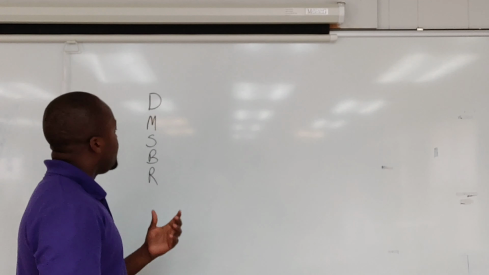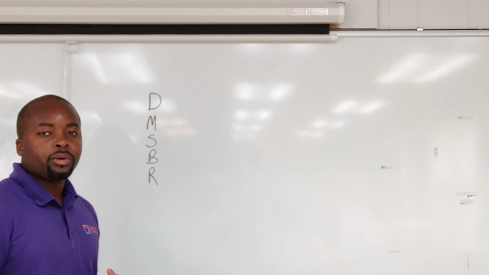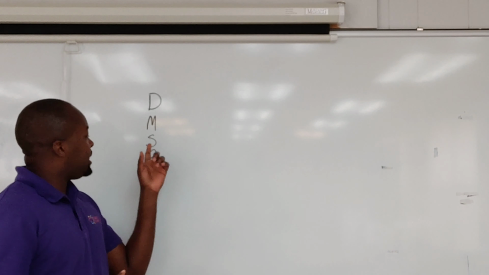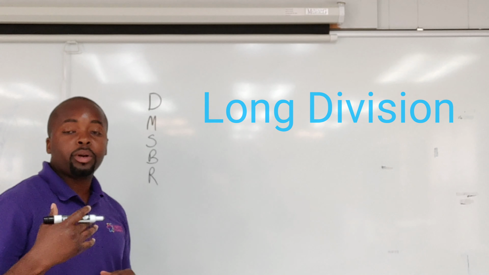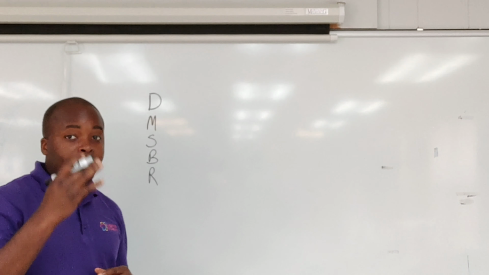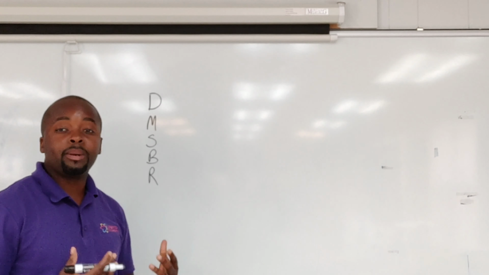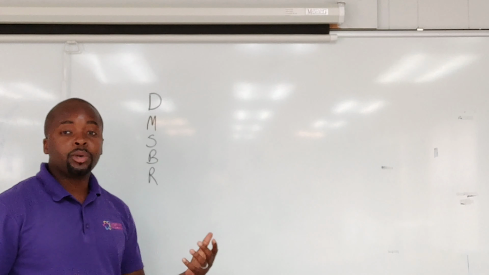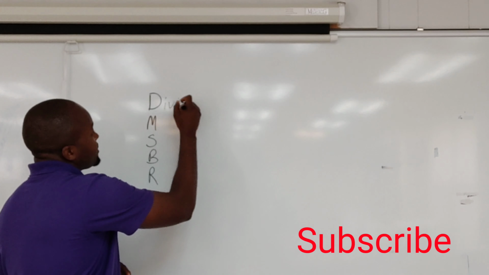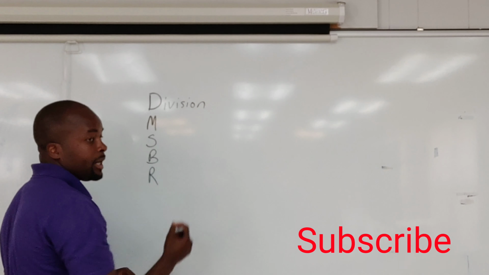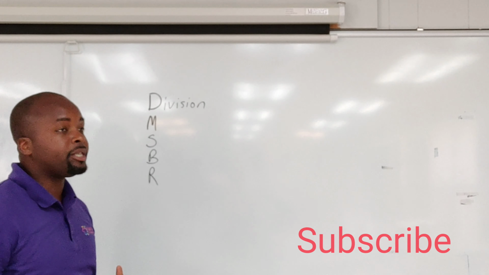And so, as you can see, there's an acronym here on the board, DMSBR, and that stands for Does McDonald's Serve Burgers Rapidly? That's an acronym that we utilize to help us remember the steps for long division. So the D stands for division. Okay, write that down. Make sure you put this in your notes.